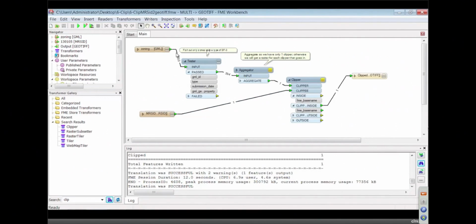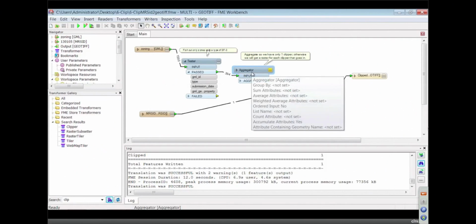Yes, we are. And now we're pulling out of the zones only the zones with SF3 as their type. 394 of those zones were read. We put them into this aggregator. What did that do, Dave, the aggregator there?